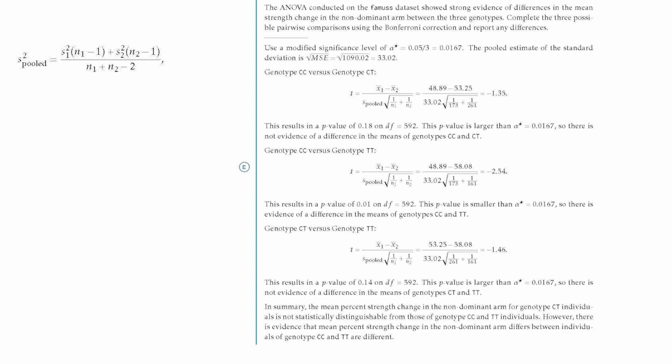I'm also not going to walk through these calculations. You can kind of see how that works and see that the middle test for CC versus TT shows evidence to allow you to reject the null hypothesis. The other two did not.